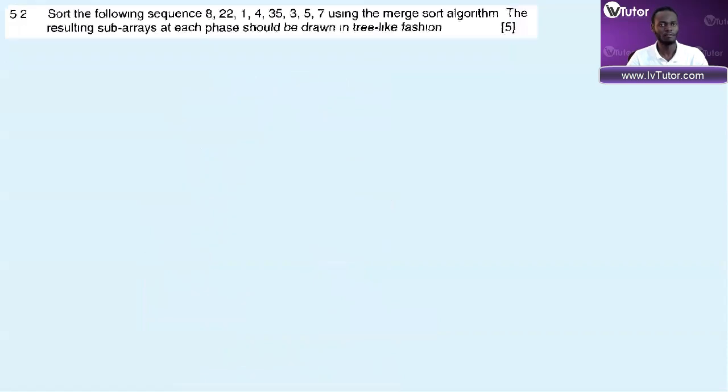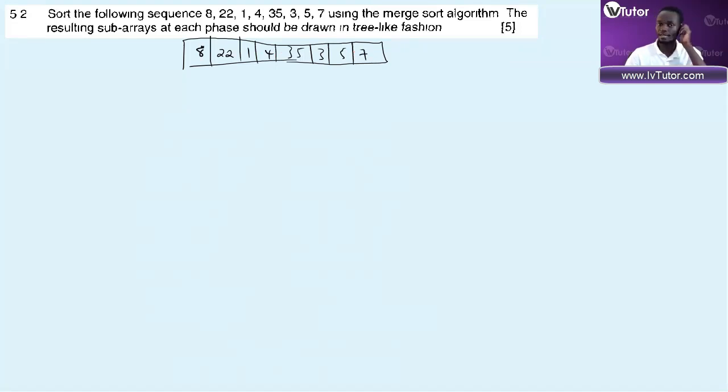So I don't think I have a lot of examples. Oh, here's another one. Sort the sequence using the merge sort algorithm. Again, you're just applying exactly the same concept. You have 8, 22, 1, 4, 35, 3, 5, 7. So given this here, you're going to identify your mid item. I've got indices 0, 1, 2, 3, 4, 5, 6, 7, divided by 2, that's 3.